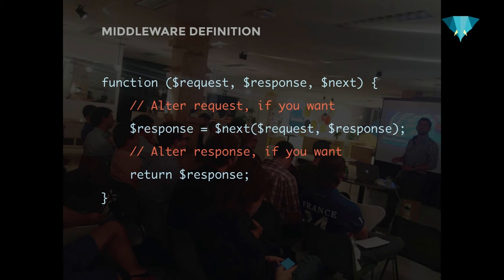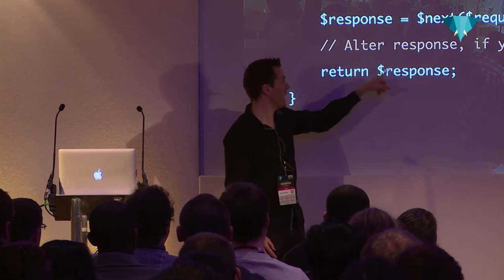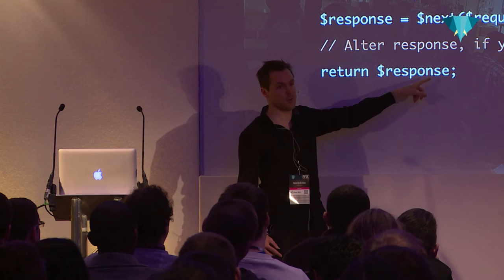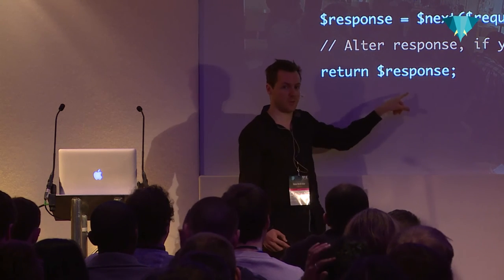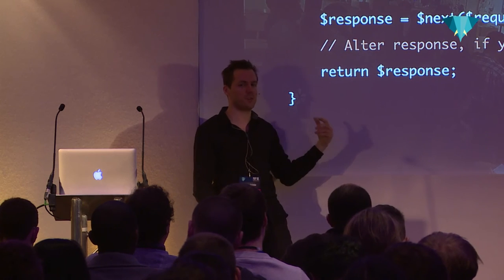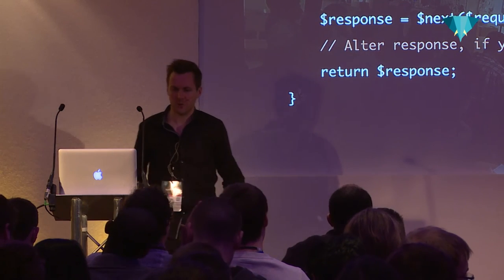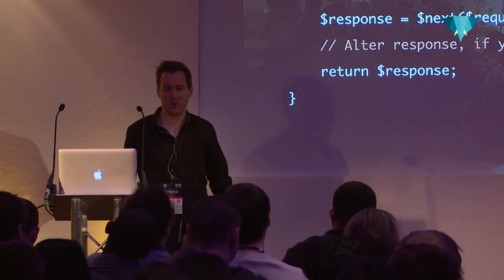So if you're implementing this, you can alter the request before sending it off to the next middleware if you want to, you don't have to, and you can also alter the response. After you got it back from the previous middleware, you can alter it before sending it back to the previous middleware. You also don't have to know what the previous middleware is.